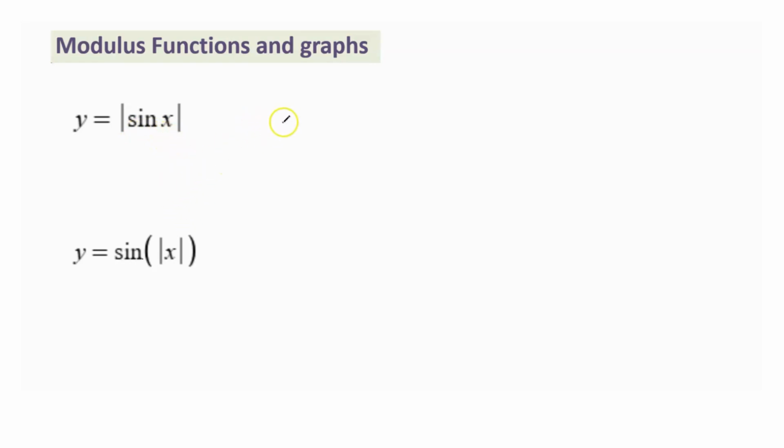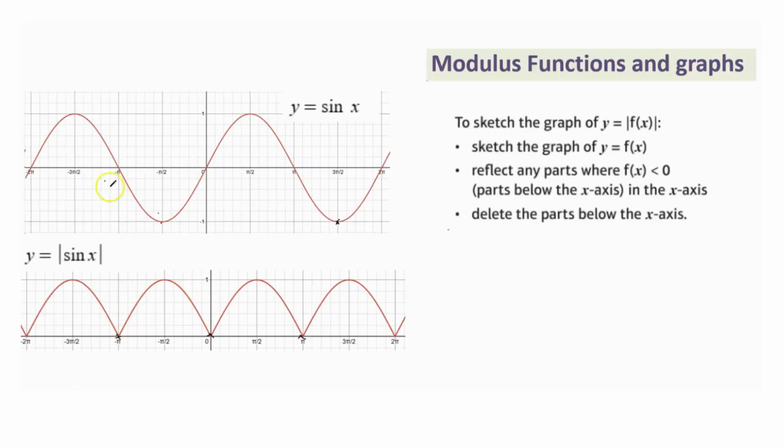So first, you would sketch a graph of y equals sine x, and then you reflect the parts of the graph where y is less than 0. You reflect that part of the graph in the x-axis. So let us examine the graph of y equals sine x. So this is the graph of y equals sine x.